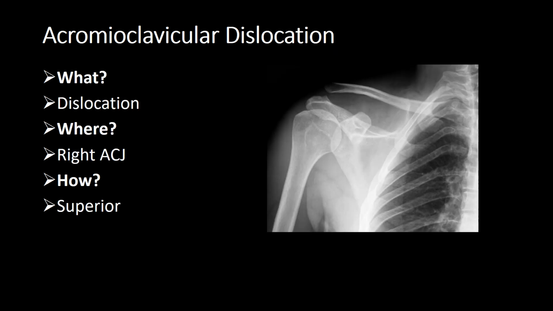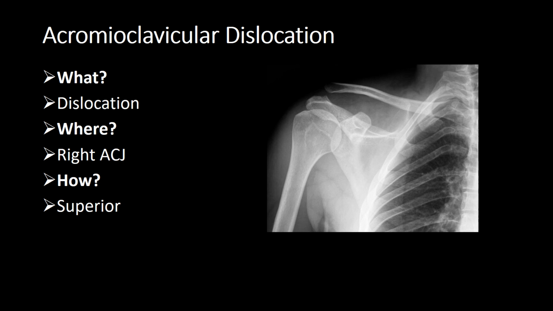Here we have an acromioclavicular dislocation. So, remember, to assess the acromioclavicular joint, we look at the inferior border of the acromion and the inferior border of the clavicle. These should form a nice, smooth, contiguous line. However, we now have superior dislocation of the clavicle. The clavicle does not communicate at all with the acromion, and therefore it is a dislocation and not a subluxation.